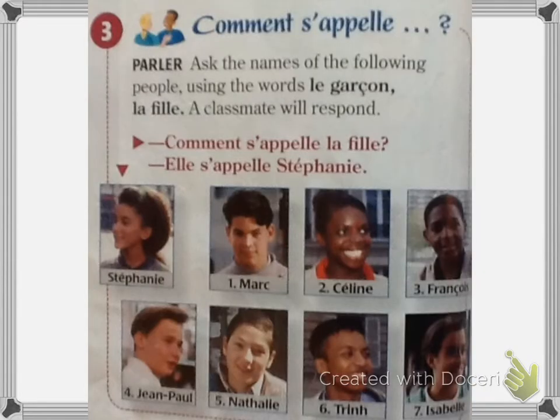We're also going to do exercise 3 from your textbook, Comment s'appelle? Ask the names of the following people using the words le garçon, la fille. A classmate will respond. Well, you're going to kind of have to have split personalities because you're going to say both here. Okay? So again, notice our prompt. We see the picture of a girl and Stephanie. So because she's a girl, I know I'm going to use la fille. Our other choice is le garçon. So we have comment s'appelle la fille.